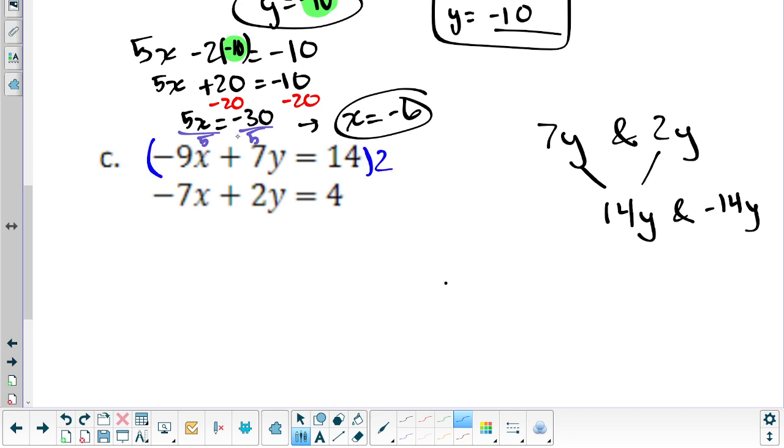So I'm going to multiply everything in the top by 2, and then I'm going to multiply everything in the bottom by negative 7. That way this 2y turns into a negative 14y, okay?